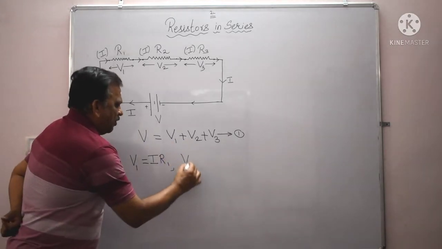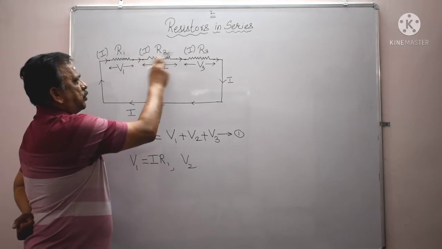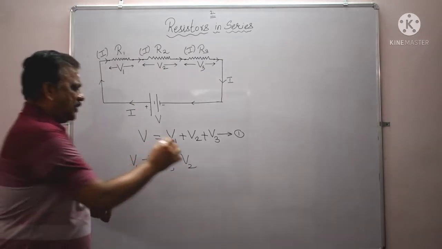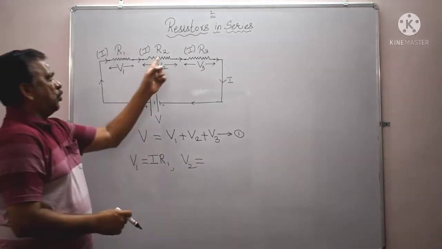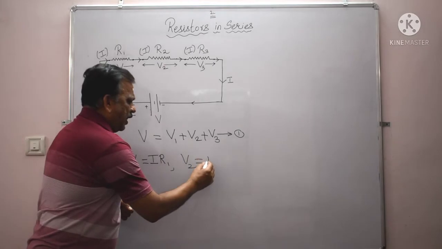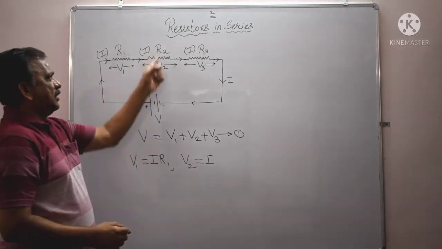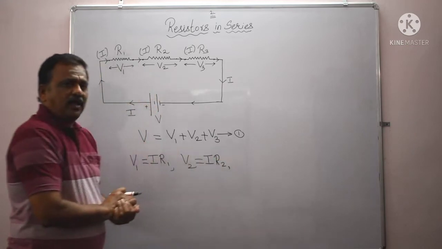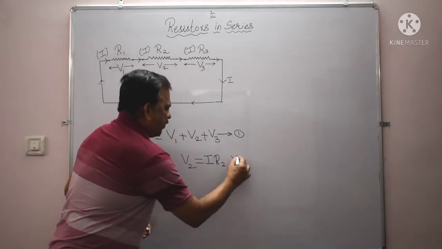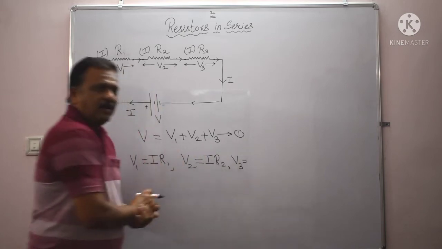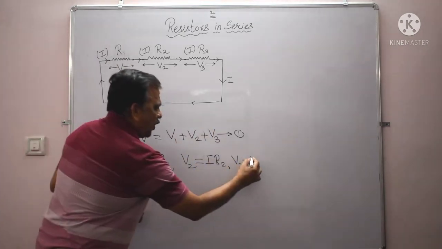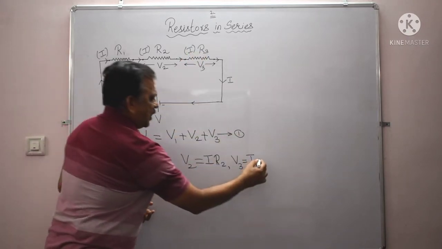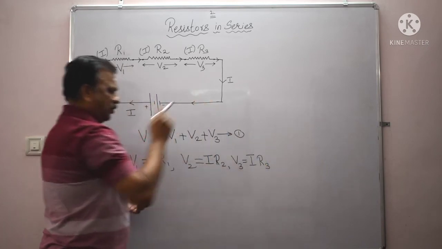Likewise, what is V2? V2 is the potential difference across the two ends of resistor 2. So that can be written as the product of the current flowing through the second resistor, which again is nothing but the same I, and the resistance of the second resistor is R2. So I R2. And what is V3? It is the potential difference across the third resistor. So which can be written as the current flowing through the third resistor, that is I, and the resistance of the third resistor is R3. So I into R3.